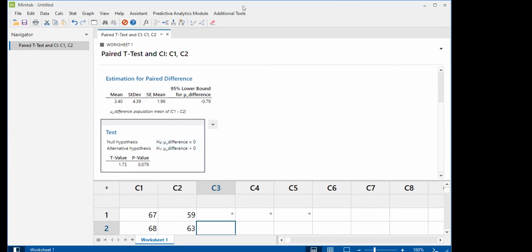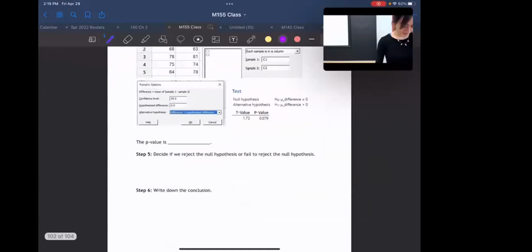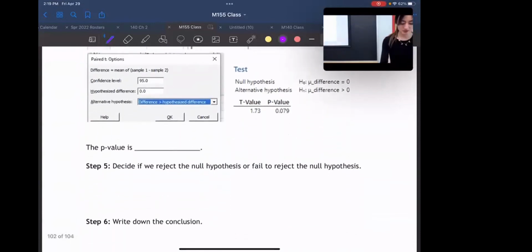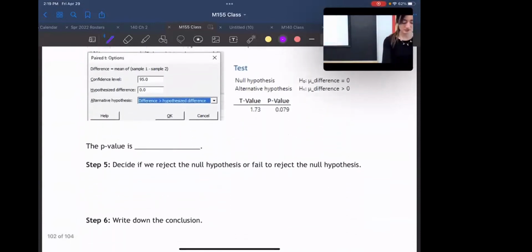Good. All right. So it looks like what we got matches what the question gave us. We're going to make this full screen. Okay. So it looks like we got 0.079 as our p-value. So that's what I'm going to write down.